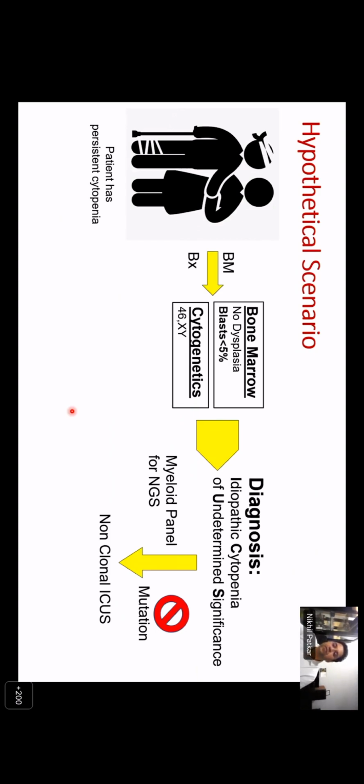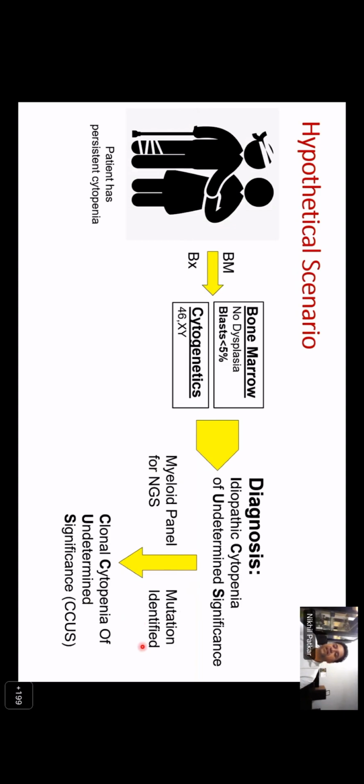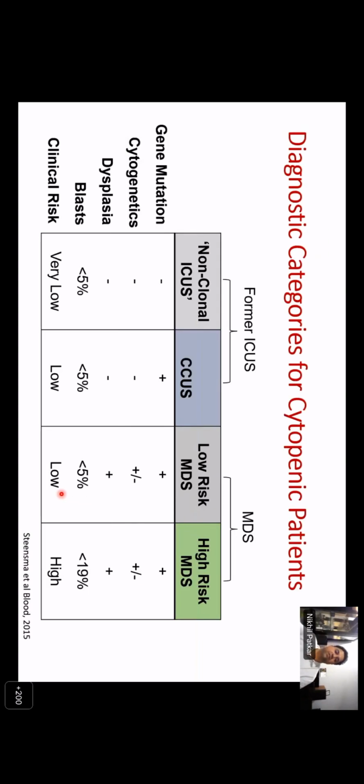If you do NGS testing on these patients and you do not find any mutation, this is called non-clonal ICUS. If a mutation is identified, these are called CCUS, or clonal cytopenia of undetermined significance. And as we discussed previously, you have non-clonal ICUS and you have CCUS. The clinical risk of transformation for them is low, as opposed to MDS, which has a higher propensity to transform into AML. And why is it important to know this?